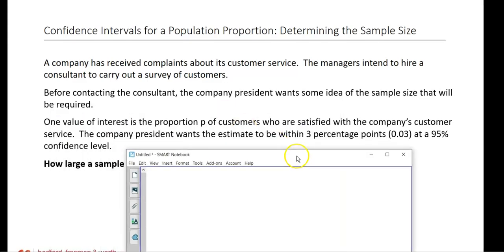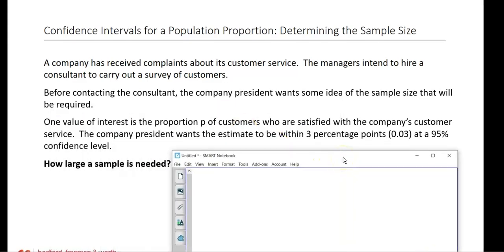Okay, so let's get the formula here and fill in what we can. I think the formula is Z critical value times the square root of p hat times 1 minus p hat over n, and we think that's going to be less than or equal to the margin of error.